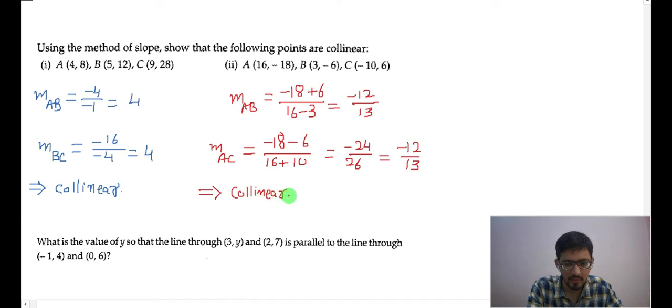Collinear. That's all we have to do. Using the method of slope, we have to show that these 3 points are collinear, so we proved it is collinear.